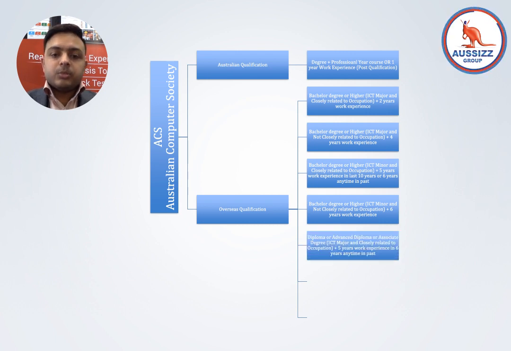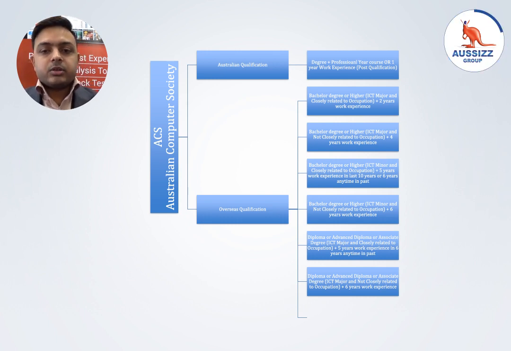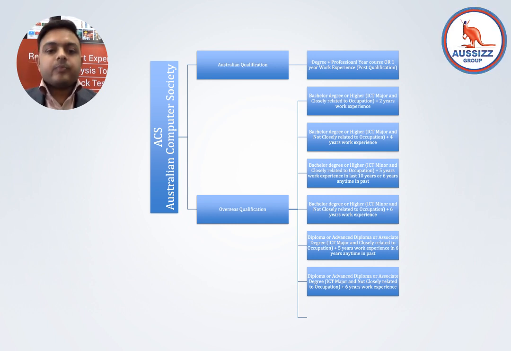Now, if the person has a diploma which is ICT major and closely related to the nominated occupation, then the person needs 5 years work experience. And if the person has a diploma or advanced diploma or associate degree, let's say, which is ICT major but not related to the occupation that they have chosen or they have work experience in, then they need at least 6 years work experience.